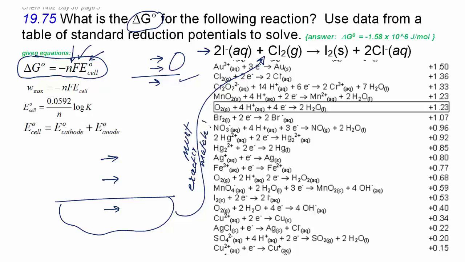Okay, so what are we going to add up? I minus has to be on the reactant side, so that means we're going to have to flip this one. We'll have to flip that one, right? So let's flip it. We'll have 2I minus goes to 2 electrons plus I2 solid. And my E0, to flip it, is negative 0.53 volts.